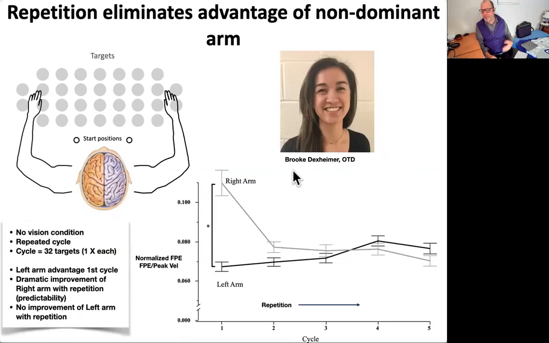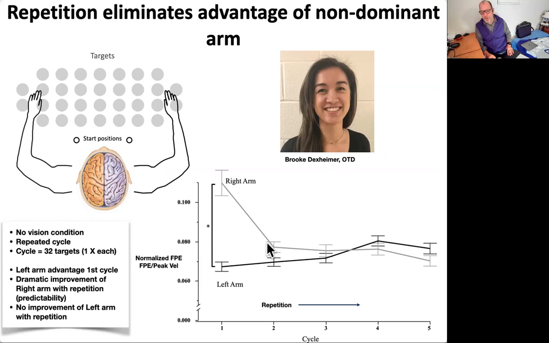And Brooke Dexheimer, a very talented PhD student who's now a professor at Virginia Commonwealth, we looked at this and we wanted to see if this has to do with predictability. So we repeated the random sequence of targets in multiple repetitions. What we found was that very early, when things are unpredictable, which means you haven't moved to that target before, the right arm is worse than the left arm. This is normalized final position, normalized to peak velocity, so we take account of speed-accuracy relationships. The right arm is worse than the left arm in the first go round with all of these targets.